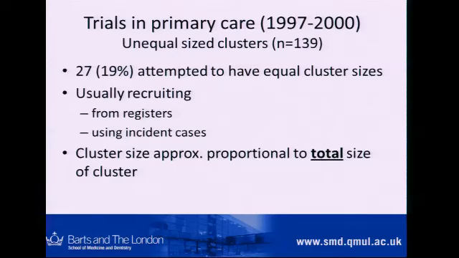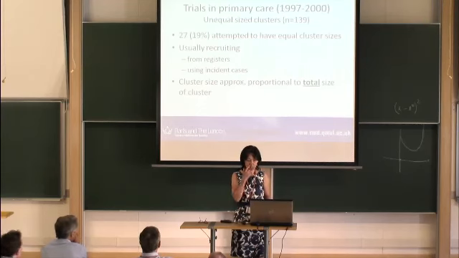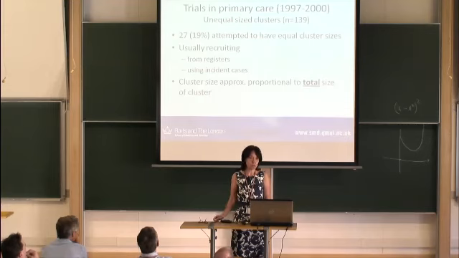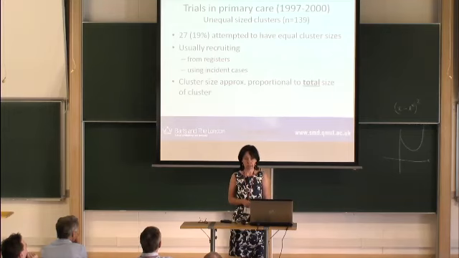method of recruiting is to recruit either from registers, and that was one of the methods I showed you in the Electra trial, or using incident cases, people who pitch up at the surgery or at A&E. And in that case, you might assume that it's reasonable to think that the cluster size that you get in these trials might be approximately proportional to the total size of the cluster. So if you've got a large general practice and you're recruiting from it, you might get more patients from that general practice than if you're recruiting from a small general practice.